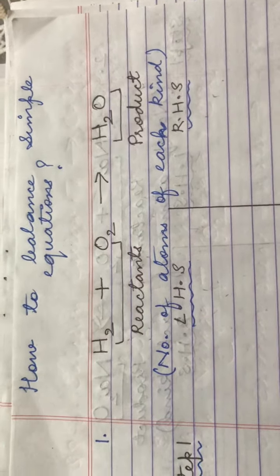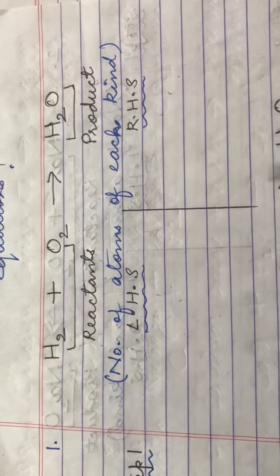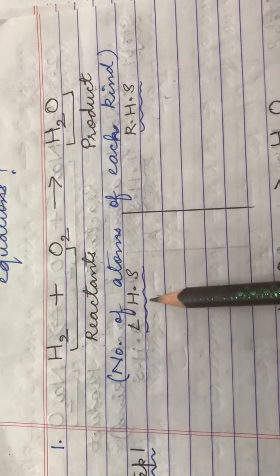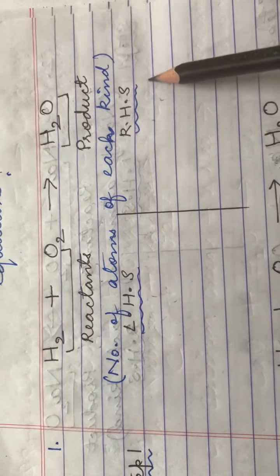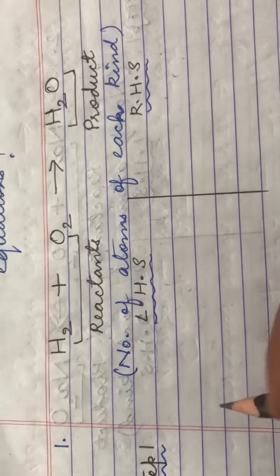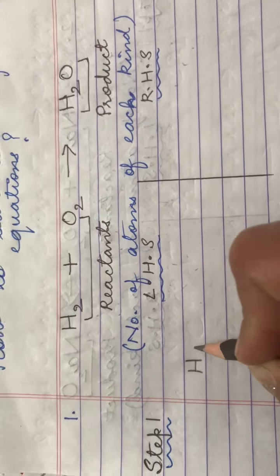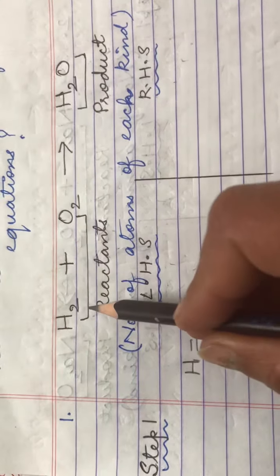Now to start with, in the first step, we first write the number of atoms of each kind on the left hand side and on the right hand side of the equation. So on the left hand side, LHS stands for left hand side and RHS stands for the right hand side. We write the number of atoms of each kind on the left hand side first. So we only write the symbols of the atoms. The first atom that we have here is hydrogen. Number of atoms of hydrogen are 2.